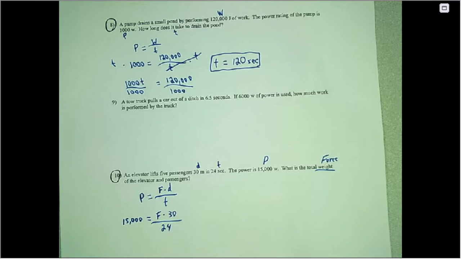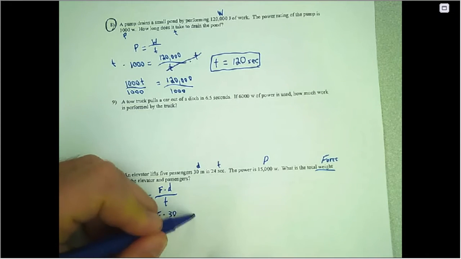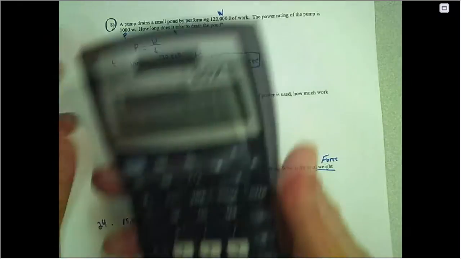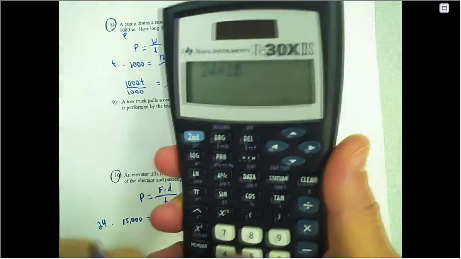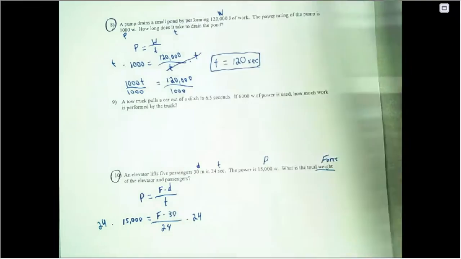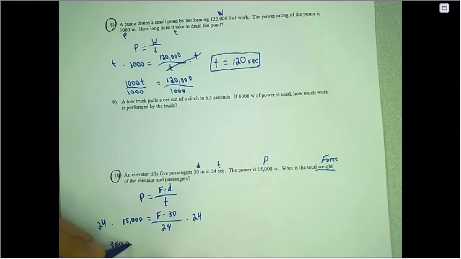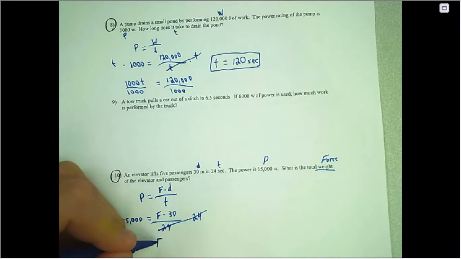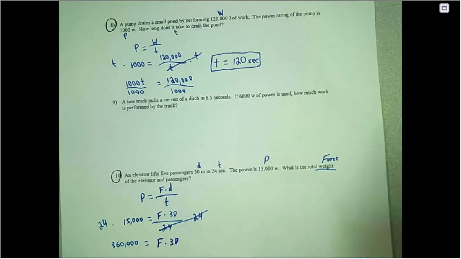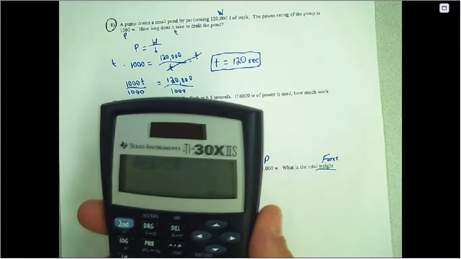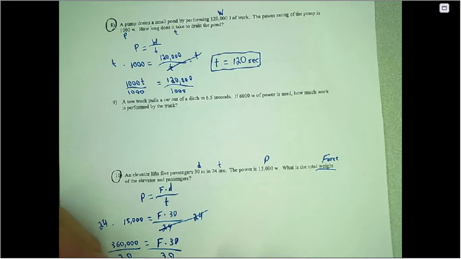Okay, this is a couple step solving an equation, but it's not too bad. Whenever I see a fraction, the first thing I think to do is to get rid of that fraction. So in order to do that, I multiply both sides by the denominator, which is 24. And if I do that on my calculator, 24 times 15,000 equals 360,000. And I'm left with, over here, force times 30. And now the last step is to divide both sides by 30. And if I do that, 360,000 divided by 30 equals 12,000. So force equals 12,000.